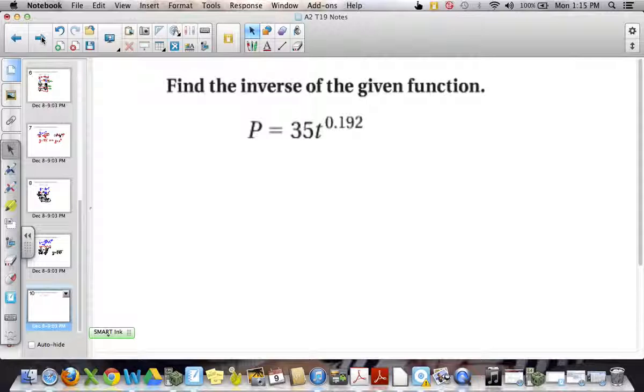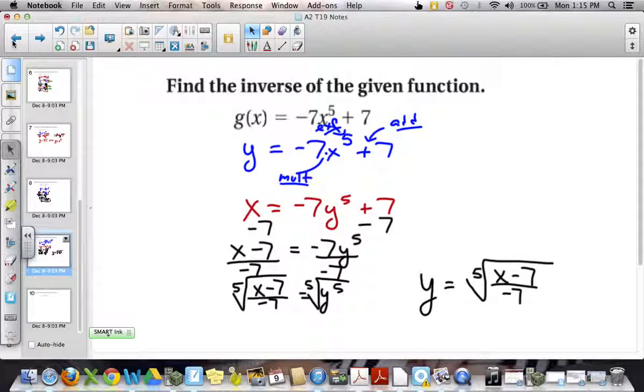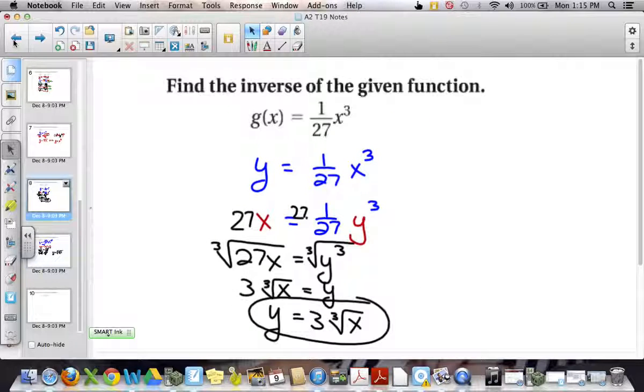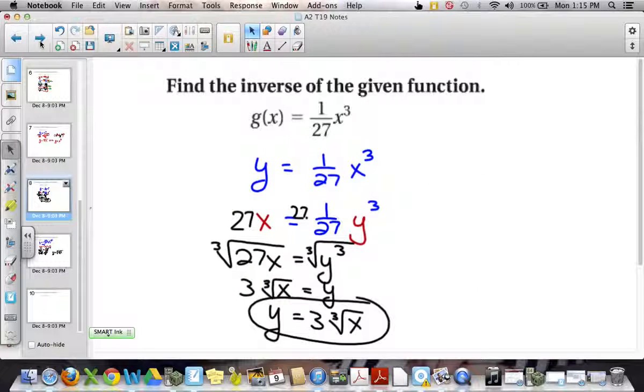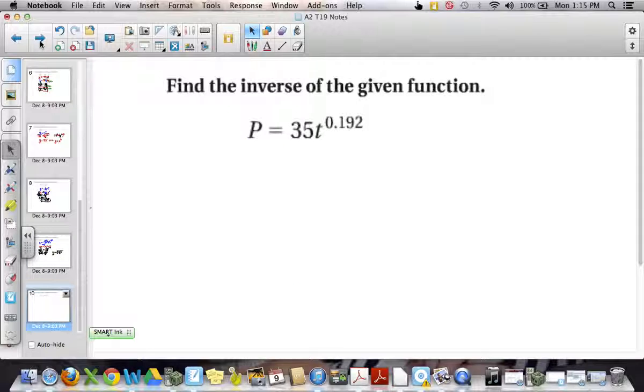All right, now, in all of the examples that I've done, if you look back, we've used the root. I've used the fifth root here to get my answer. Here I used the third root. Here I used the sixth root. But when we have a real world situation, a lot of times we don't end up with integer exponents. Like this example where we have p equals 35t to the 0.192 power. So when you have a power like that, you're not going to want to take the 0.192 root. So this is an example where we would want to use those rational exponents.